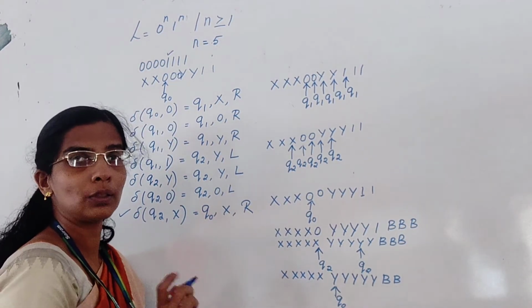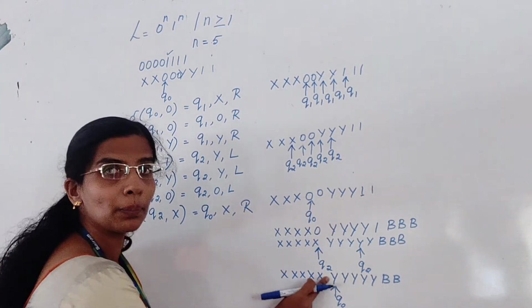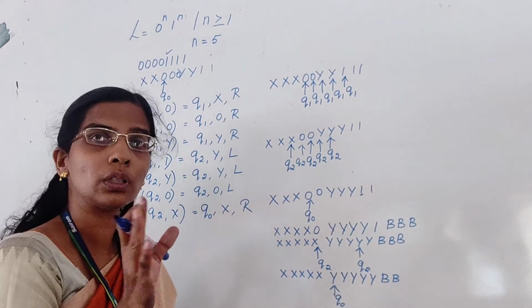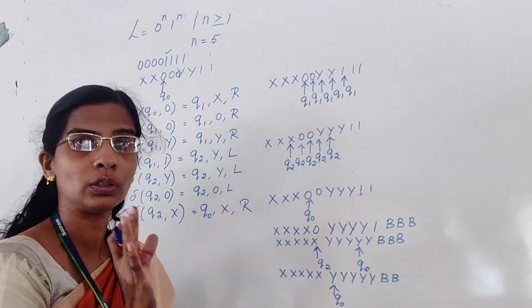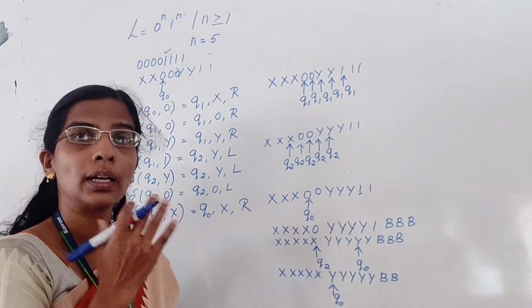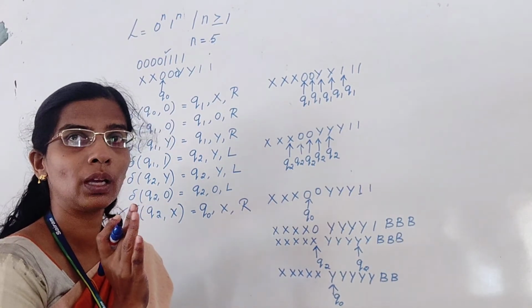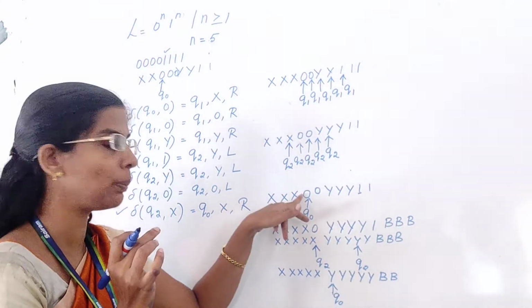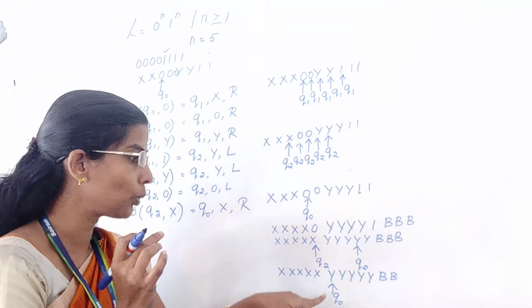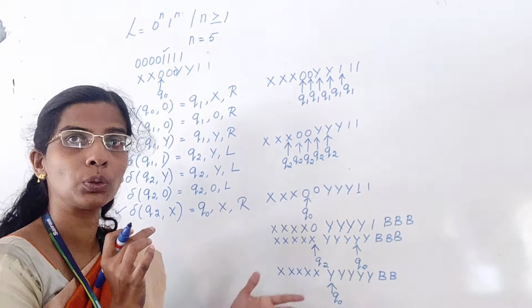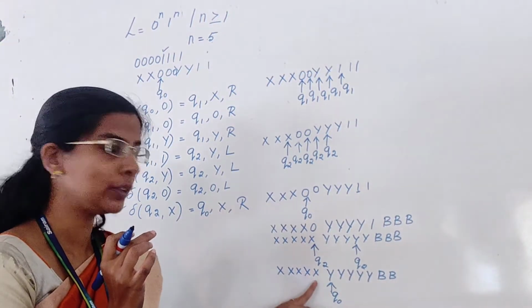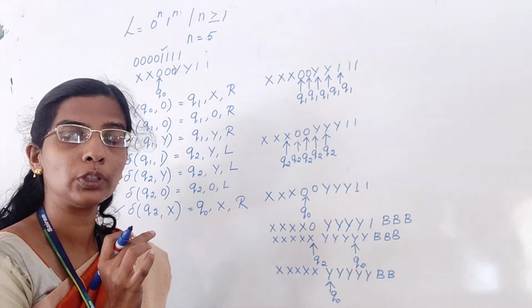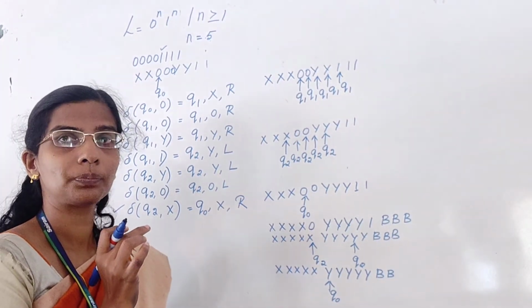Now what is understood? When Q0 is pointed at y, it is understood that all zeros are over. I have replaced all zeros with x. Replacement is over. If any zero were left, when you take right, Q0 would be pointing to 0. Now Q0 is pointing to y, which shows all zeros have been replaced with x. Replacement is over. Now I have to deal with the final state.